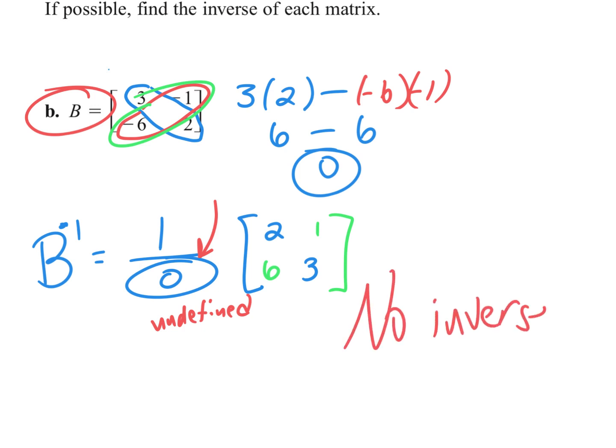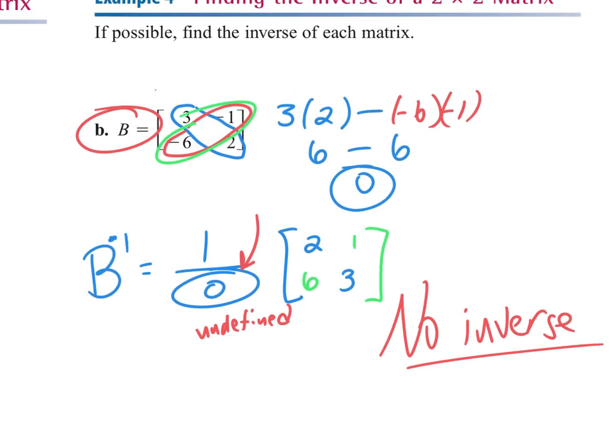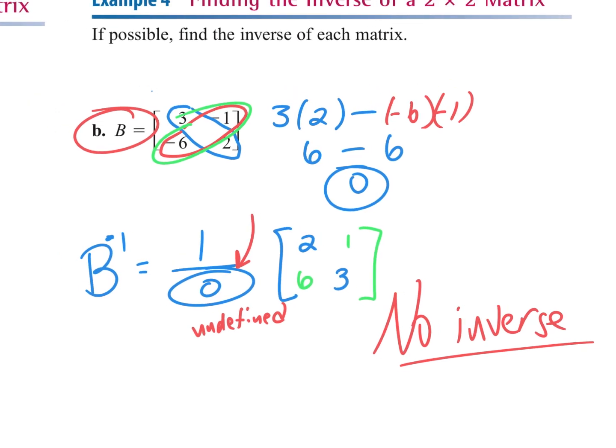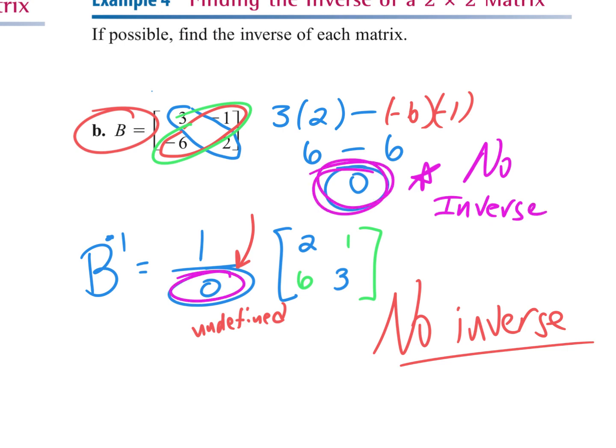inverse. So when you take this first step and you're like, okay, let me find the determinant that I'm going to put under the 1, and I get a 0 here, you can stop right there and say no inverse. And the reason why is because this value is 0, and when you put it underneath the 1, it becomes undefined. So that is a possibility that you could have no inverse.